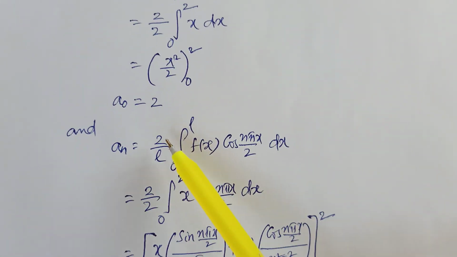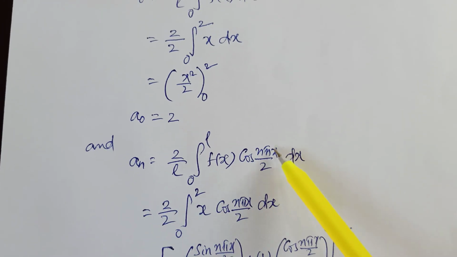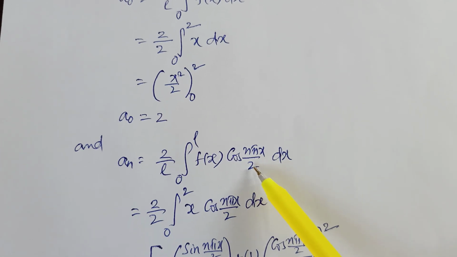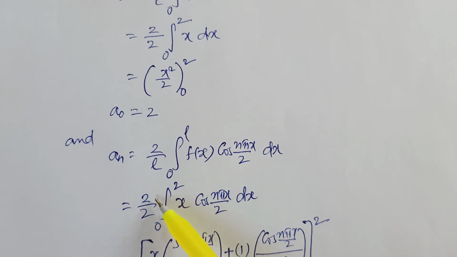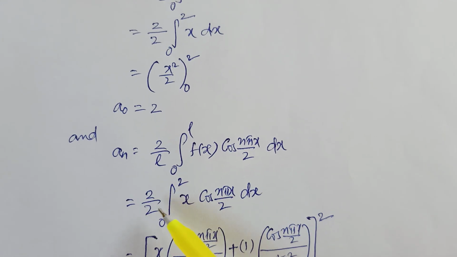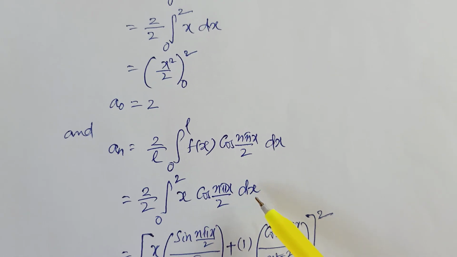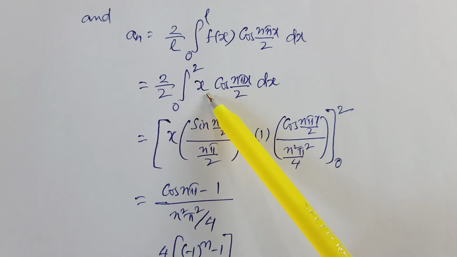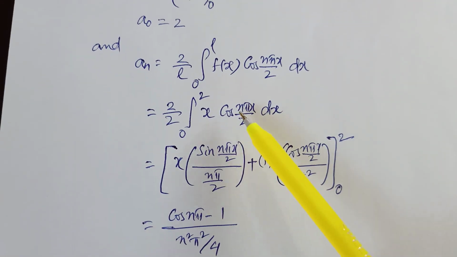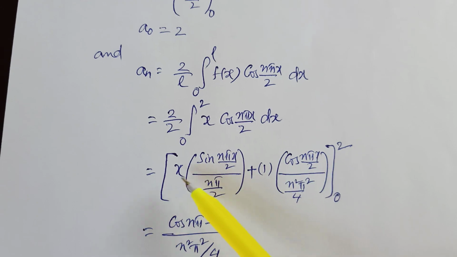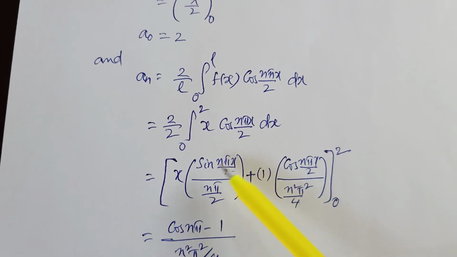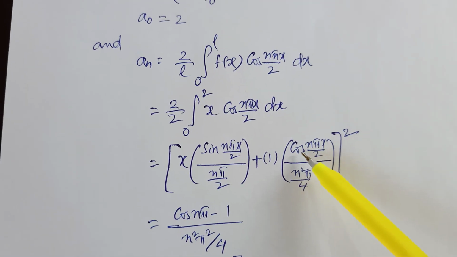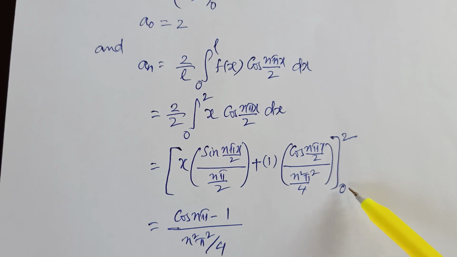Now a n is 2 by L integral 0 to L f of x cos n pi x by 2 dx. Here L is 2, as I have already taken. In the next step, a n is 2 by 2 integral 0 to 2 x cos n pi x by 2 dx. The 2s get cancelled, and now integrating by parts: u is x and v is this. u into integration of this, sin n pi x by 2 by n pi by 2, plus derivative of x is 1 into integration of this. Integration of this, the minus becomes plus. Cos n pi x by 2 by n square pi square by 4, from the limit 0 to 2.